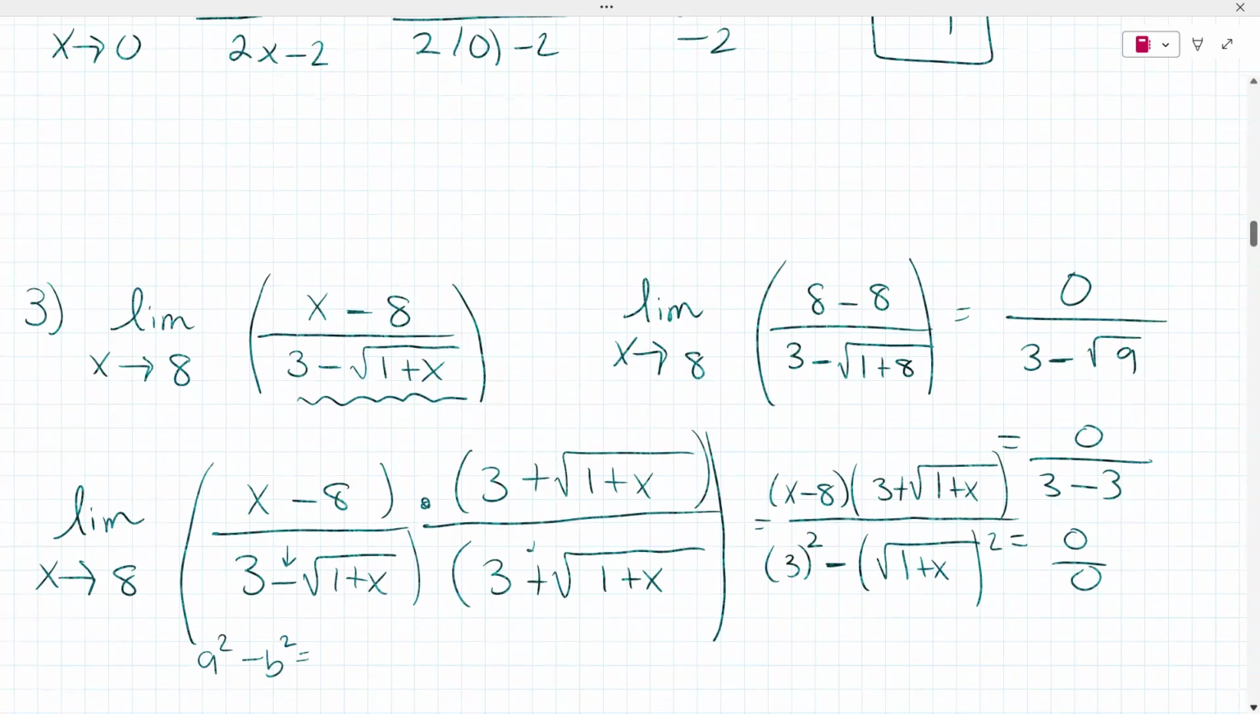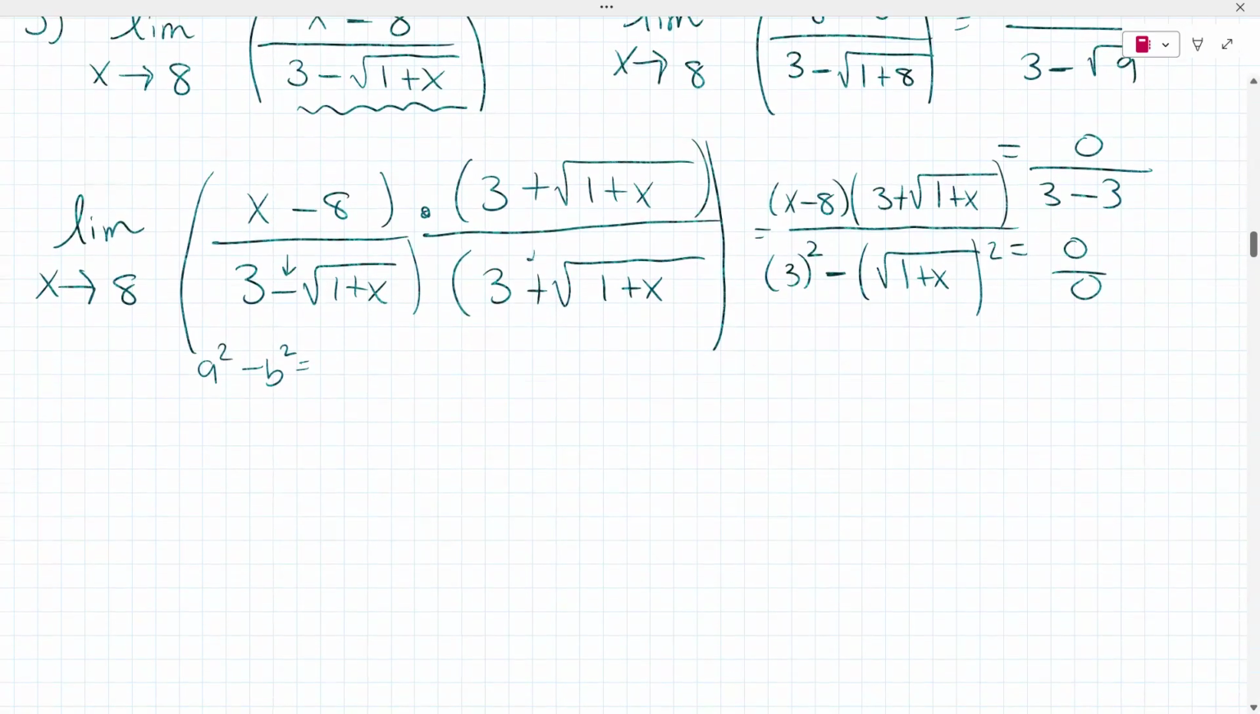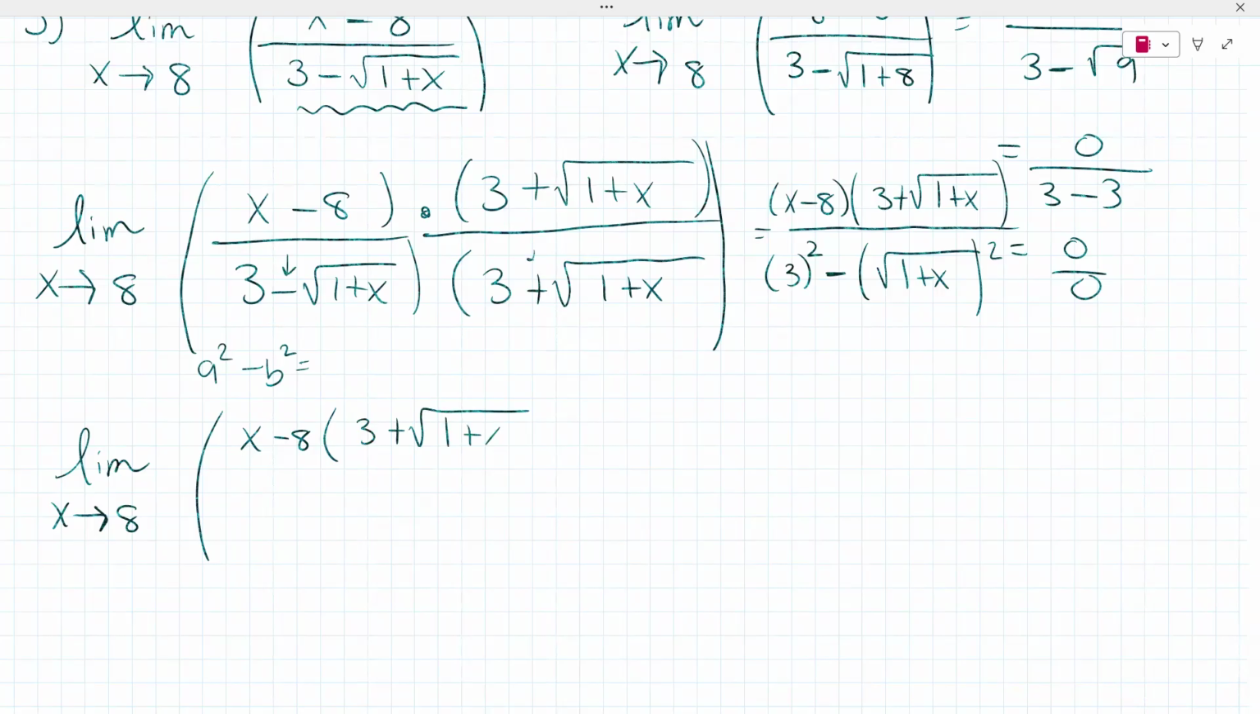So let me clean that up. Let's see what we get. The numerator, I'm just going to leave as it is. Do not FOIL it out. On the bottom, if you do some algebra, 3 squared is 9 minus, when you square a radical, the radical disappears, so you're just left with 1 plus x. Then you distribute the minus, so it's negative 1 minus x. And then you have a 9, and 9 minus 1 is 8, so it's 8 minus x.